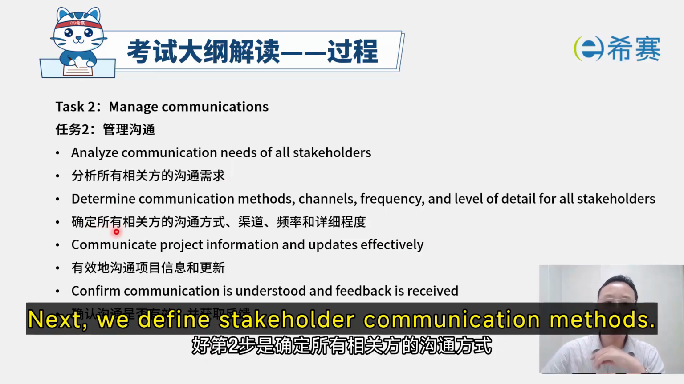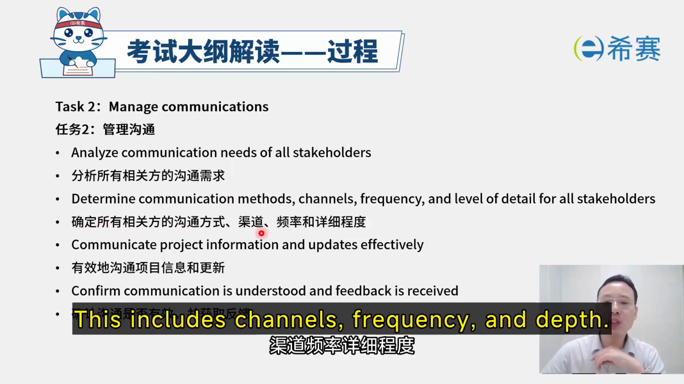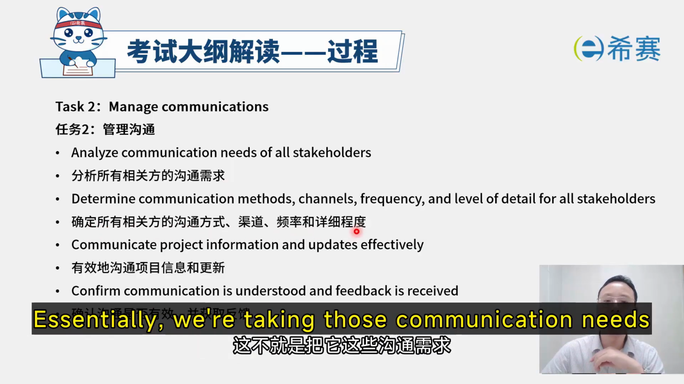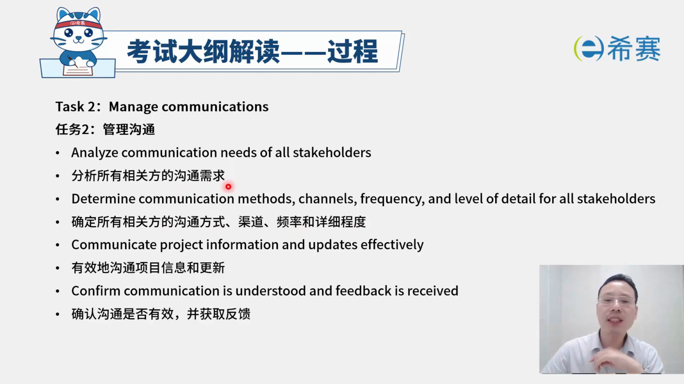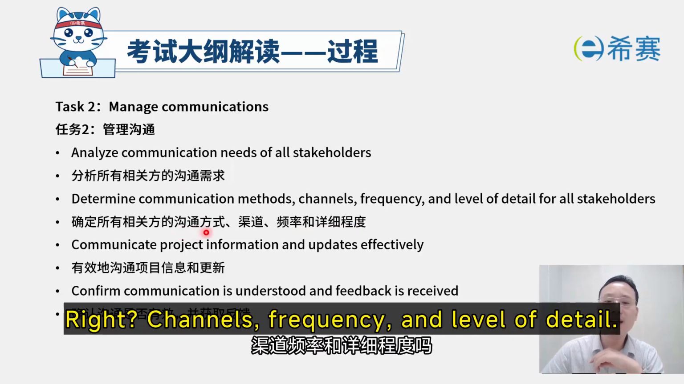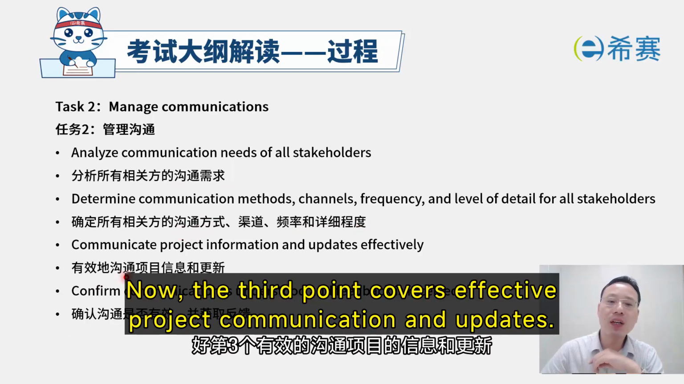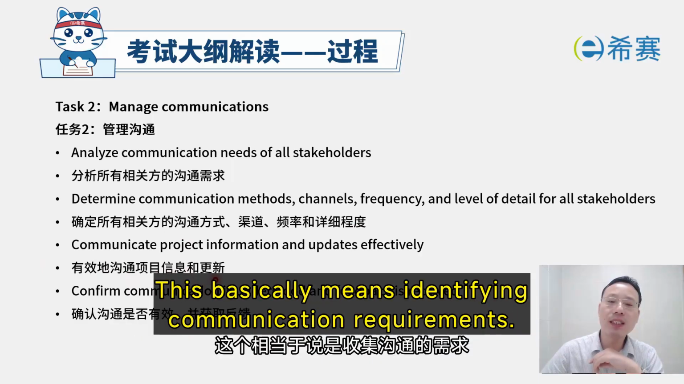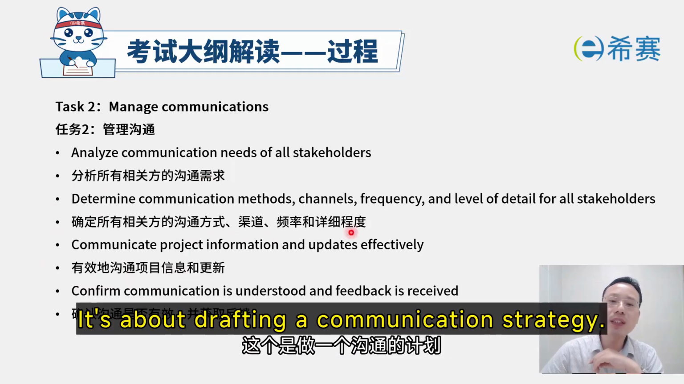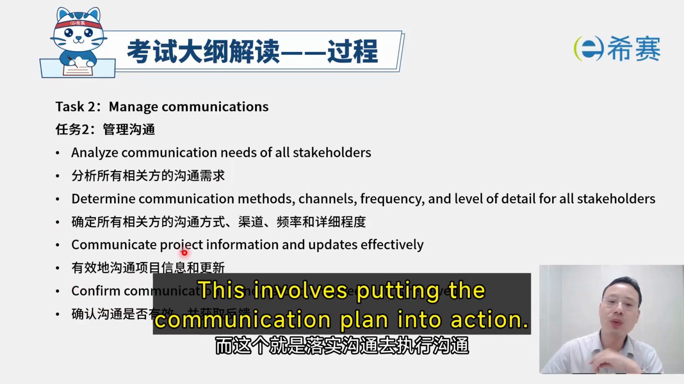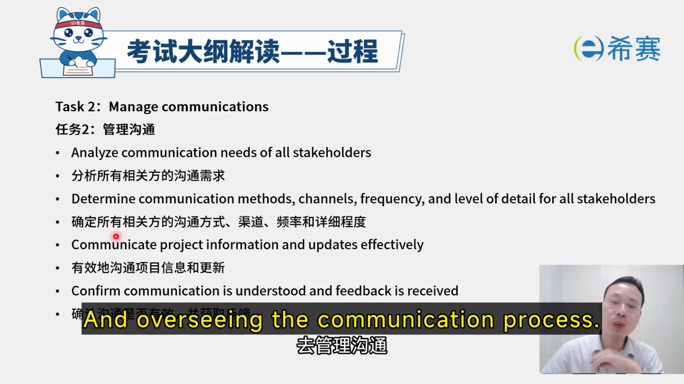Next, we define stakeholder communication methods. This includes channels, frequency, and depth. Essentially, we're taking those communication needs and breaking them down into specifics. Channels, frequency, and level of detail. Now, the third point covers effective project communication and updates. This basically means identifying communication requirements. It's about drafting a communication strategy. This involves putting the communication plan into action and overseeing the communication process.